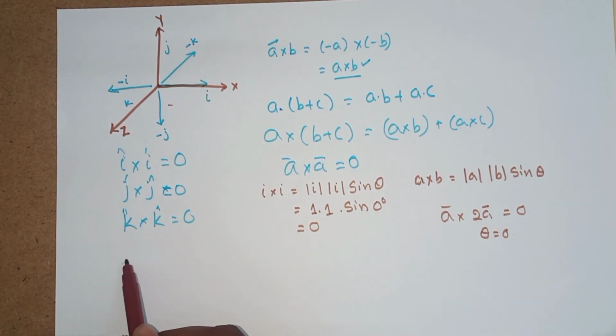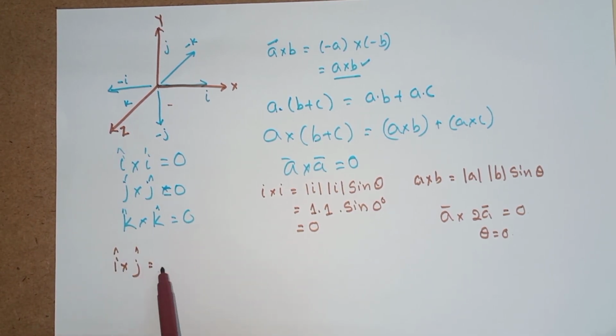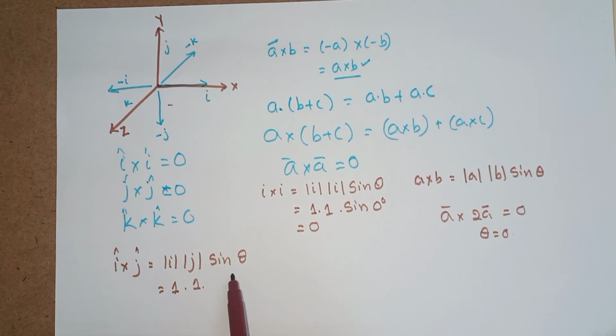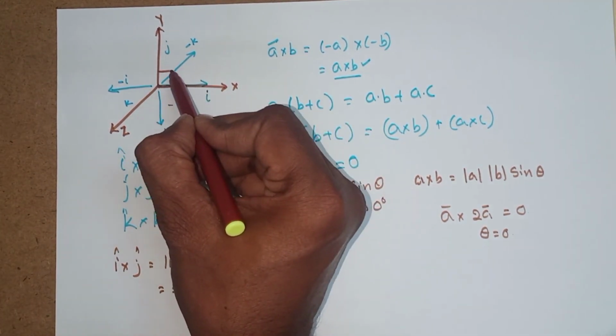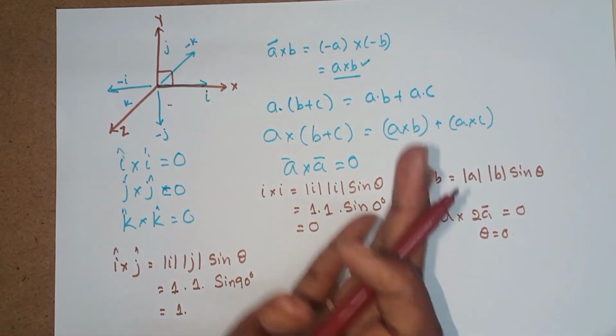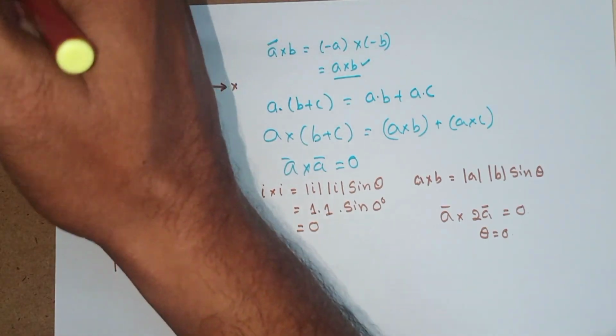What about i cross j? They are not in the same direction. So mod i mod j sin theta. Mod i means magnitude 1, mod j means 1, sin theta. What is the angle between the i vector and j vector? Sin 90. Of course, the magnitude is 1. What is the direction? Just say i cross j. What is the direction? The k vector.